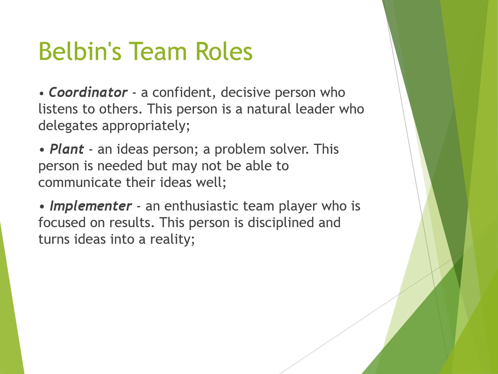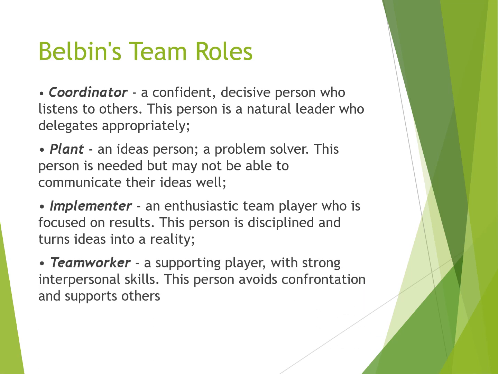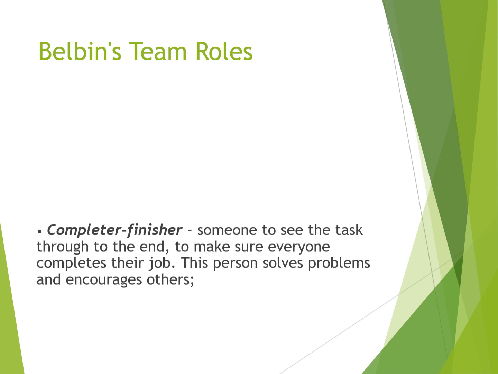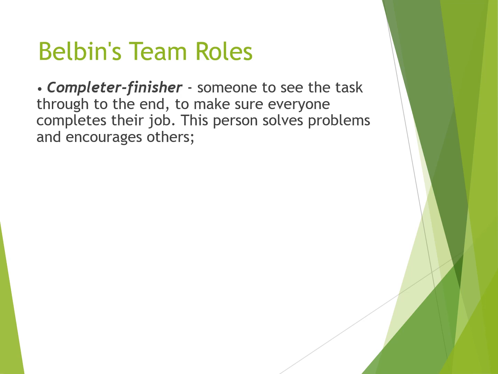You've then got the implementer, and they're an enthusiastic team player focused on results. So they have to be disciplined and be able to turn their ideas into reality. Team workers, now they should all be team workers, but a team worker is a supporting player with strong interpersonal skills, and they are there to avoid confrontation, get on well and support others. The next one is the completer finisher, and this is someone that sees the task through to the end, making sure that everyone completes their job. This person solves problems and encourages others.